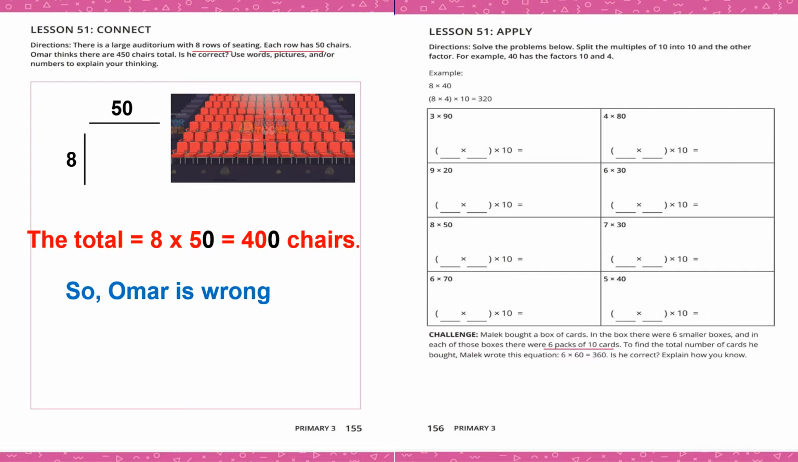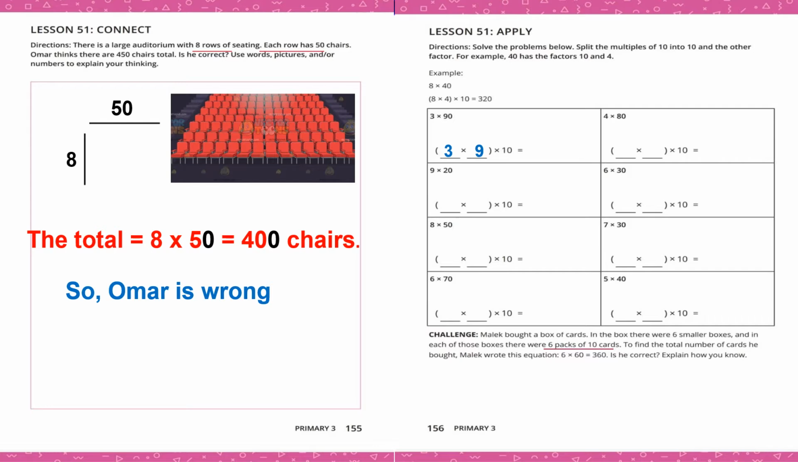3 times 90. What shall we do here? The first step, we want to split the multiples of 10. The multiple of 10 here is 90. 9 times what equals 90? Sorry, 10 times what equals 90? 10 times 9. So 3 as it is and split 90 into its factors 9 and 10.